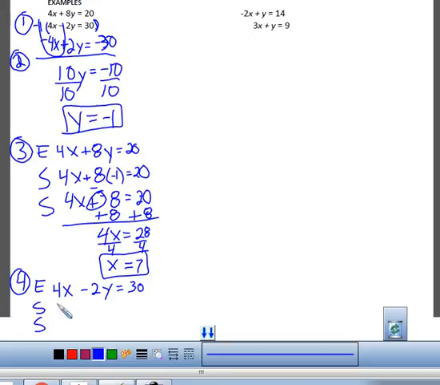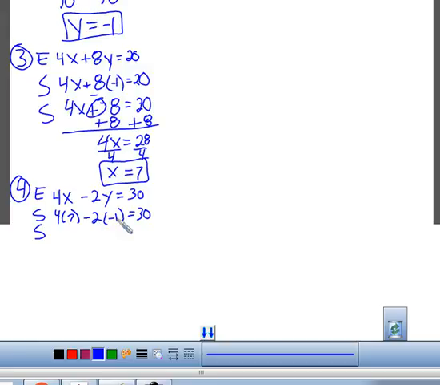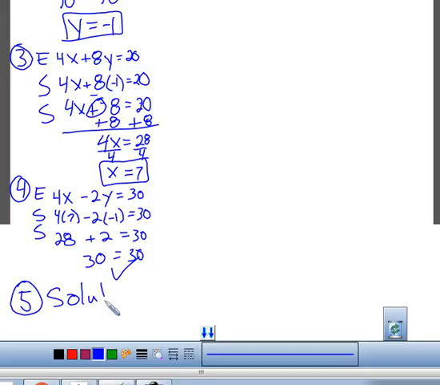Now substitute your x and y in. Again, make sure you don't get these mixed up. X was 7, y was -1. So -2 times -1 is +2, so 28 plus 2 equals 30, and that is true, 30 equals 30. So this checks, so that means I know my solution is correct, so state your solution, which is x is 7, y is -1.